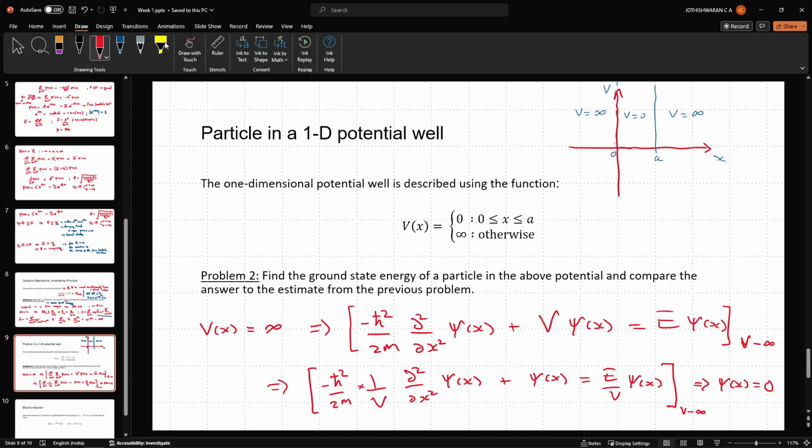Therefore, the solution to this problem, let me write it in black. So right off the bat, we know that psi of x is equal to 0 here and psi of x is equal to 0 here. Again, according to the interpretation, what does this mean? It means that the particle has a 0 probability of being present in this region and a 0 probability of being present in this region. Therefore, the particle is now confined in this area. This is another way of creating a bound system.